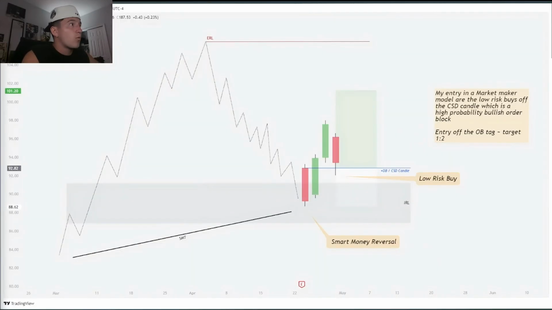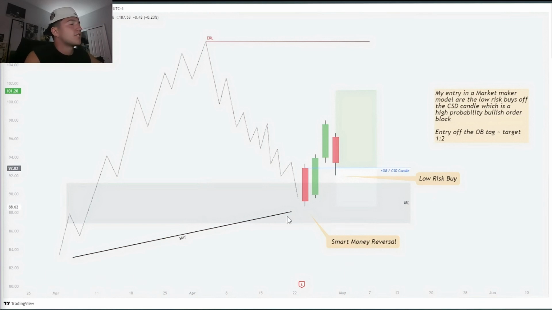So for me, what I do and how I show you guys this in the forever model, my entry in the market maker buy model would be the low risk buy off of the change in state of delivery candle, which is the high probability bullish order block. So I would enter off of the body tag of that order block, and I would just target a 1 to 2. And if I wanted to hold the position to the external range target, I would just close 80% of the position at the 1 to 2 and leave 20% to the external range draw, the original consolidation of the hourly, 4-hour, or daily buy model off of the key level. And then I would have my stop break even with the trade just risk free.